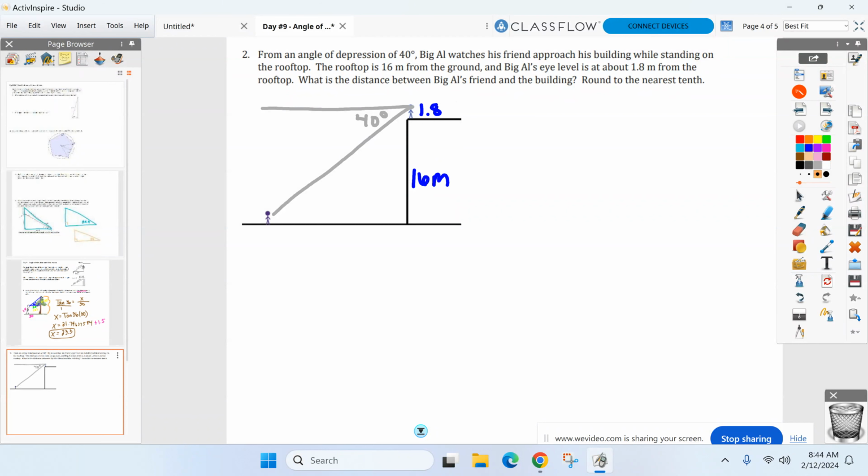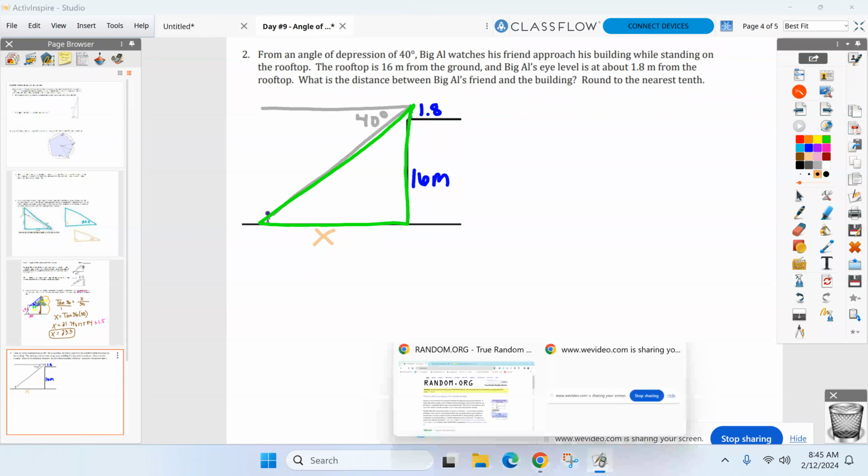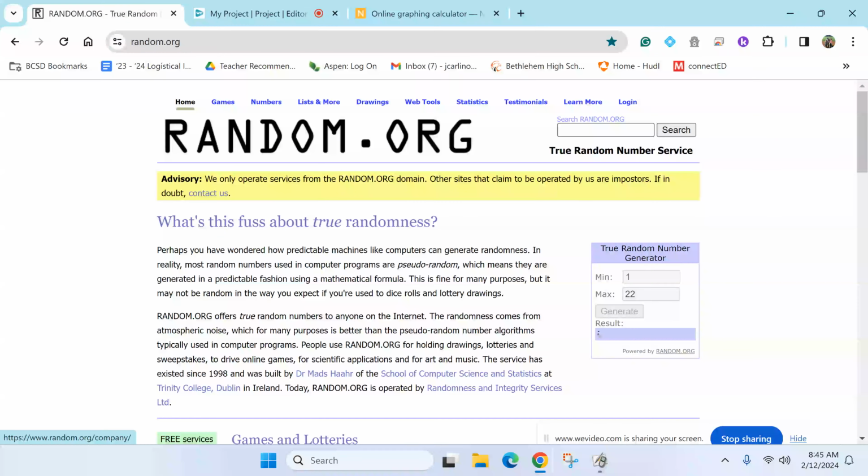And we're looking for the distance between Big Al's friend and the building. So his friend to the building, we're looking for that distance, it looks like. All right, so find the right triangle you're going to use. Looks like it's right here. All right, you make the class decision right now. What do you want to do with the 40? Because I can't use it where it is. We talked about 2 different ways you can put it inside the triangle, but I can't use it where it is right now.